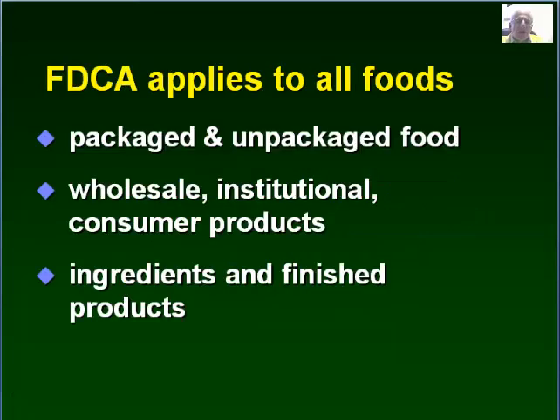So the 1938 Federal Food, Drug, and Cosmetic Act applies to all foods, and this includes packaged and unpackaged food, foods that are being sold wholesale, institutional sales, and consumer products. It also applies to ingredients and the finished products. You think about some of the ingredients that might be used in foods, such as some of the oils that would be used in making baked goods, would be an example. Again, we have spices that are used as ingredients in food products.